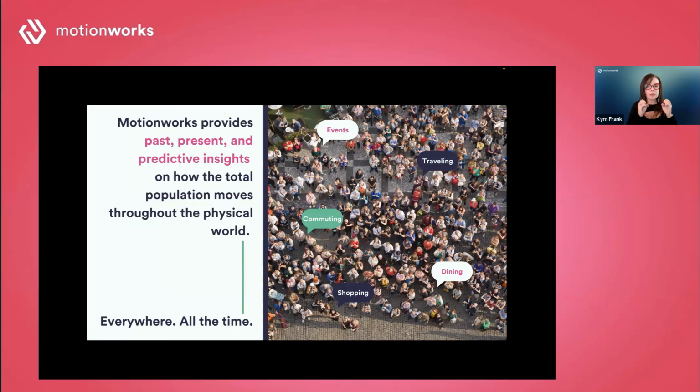So simply put, Motionworks provides past, present, and predictive insights on how the total population moves everywhere, all the time. And when we say everywhere, we mean every point of interest, geographic regions, roadways, and pedestrian pathways across the country. And what really sets us apart is that we don't just measure how many people are in a location, we measure how many people are not. We're measuring the total population everywhere, all the time. So this ensures that our metrics are currency grade.